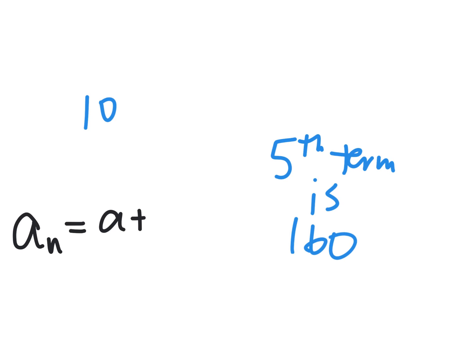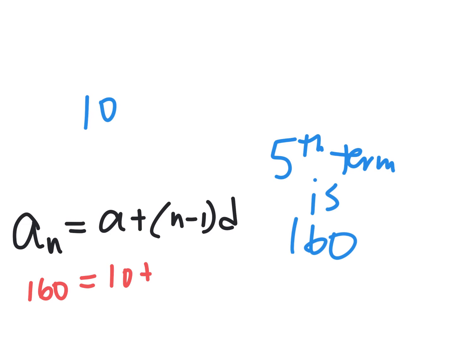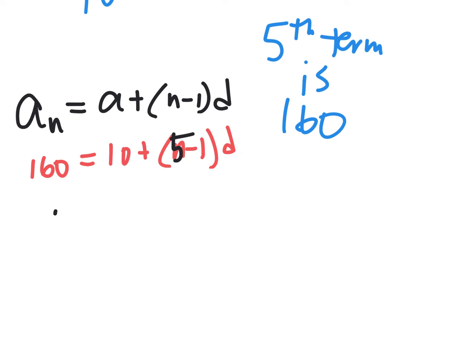Let's just write the whole thing out here. N minus 1 times D. Okay, so now we're going to stick in the numbers like you were doing there. A sub N, what do I put for that? 160 equals 10 plus 4D. And the fifth term, so this is a 5. And then you're right, 5 minus 1 is 4. And then you go 160 minus 10 is 150 equals 4D. Divide both sides by 4.